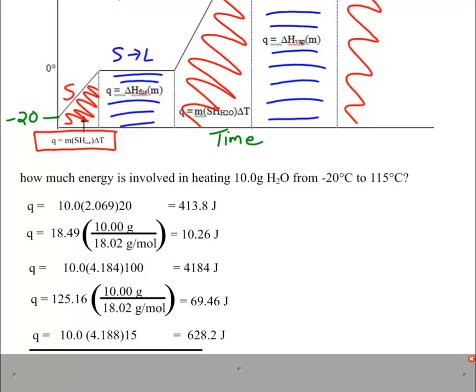So there it is. 10 grams times specific heat of steam times my delta T, 15 degrees this time. Multiply it together and I get the amount of energy needed to get to my final temperature of 115 degrees Celsius. Now from start to finish, how much energy does it take? I'm just going to add these 5 equations all together. And when I do that, I get 5,301.72 joules.